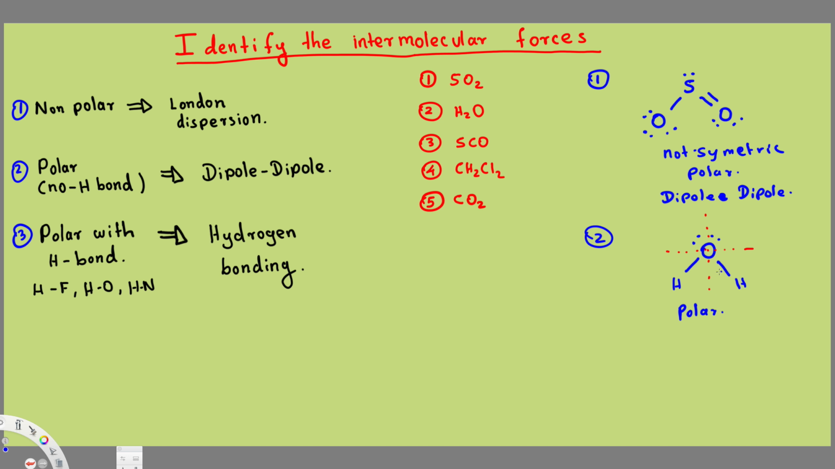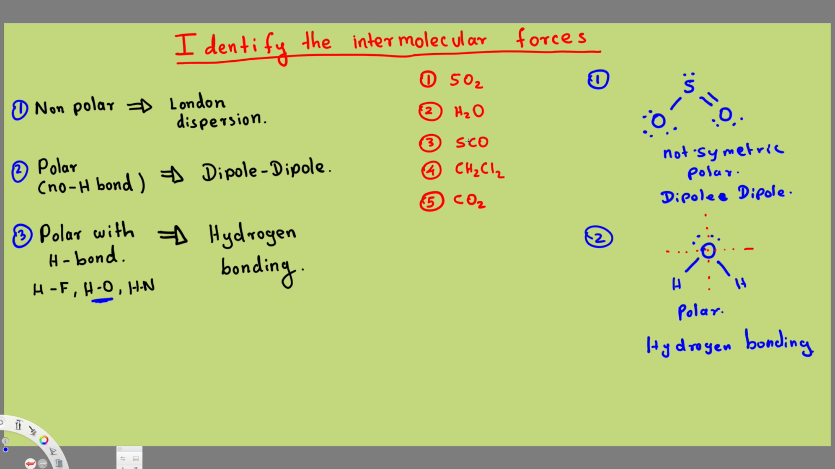And does it have hydrogen bonding? Hydrogen bonding is when hydrogen bonds with fluorine, oxygen, or nitrogen. We have this situation right here. So we have hydrogen bonding. So polar and hydrogen bonding. Therefore, this is hydrogen bonding. Alright. So this is hydrogen bonding.